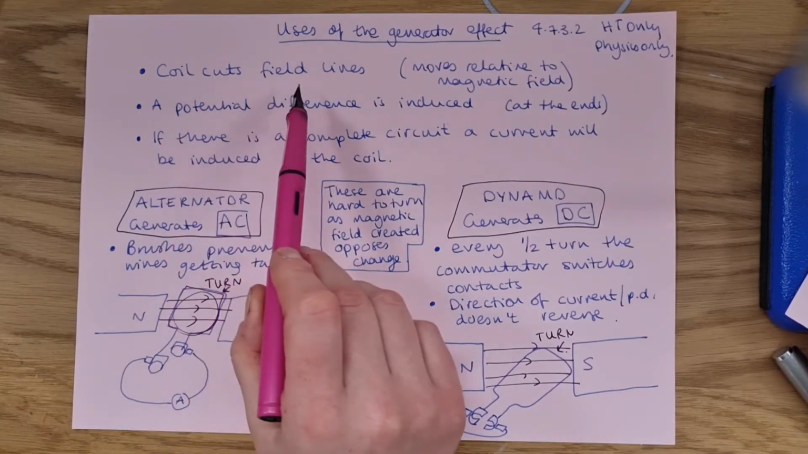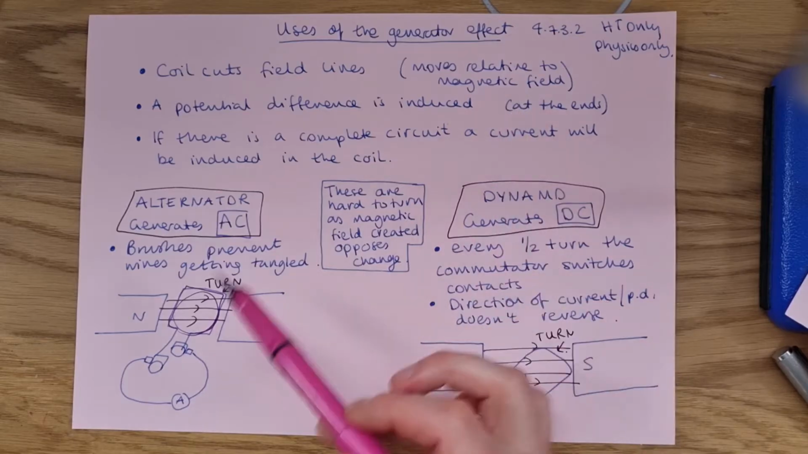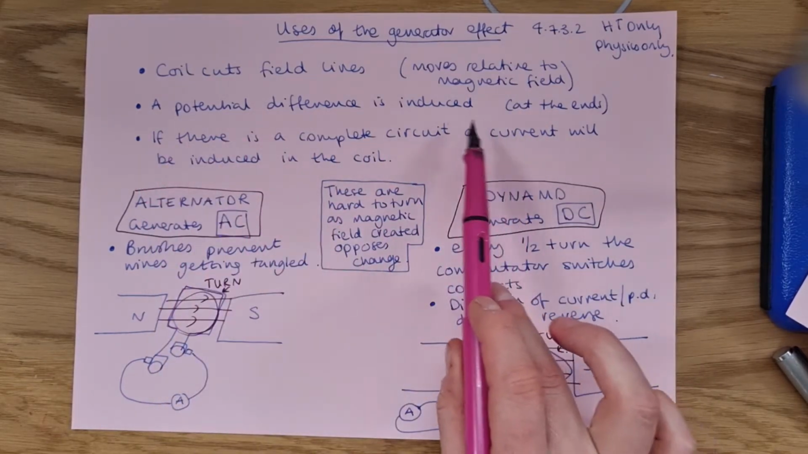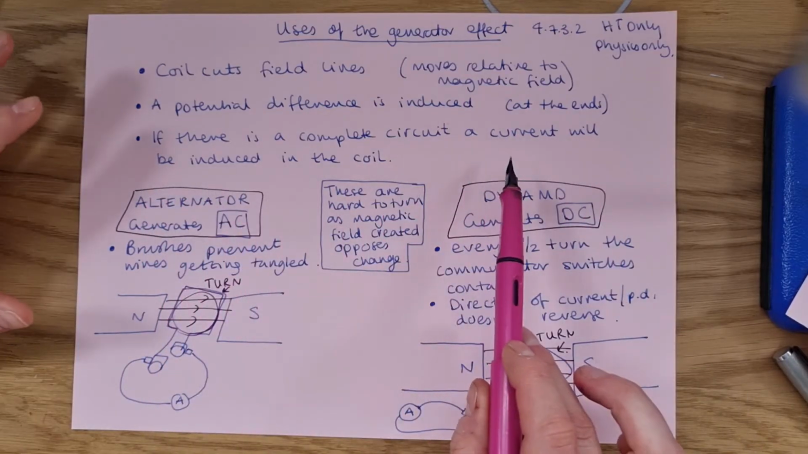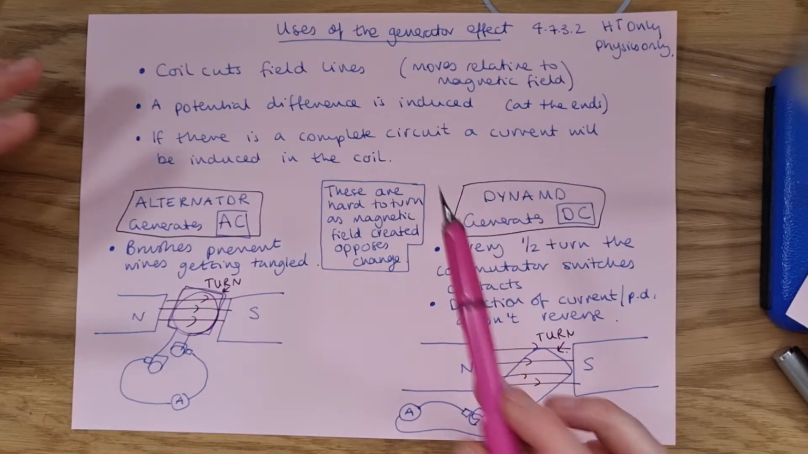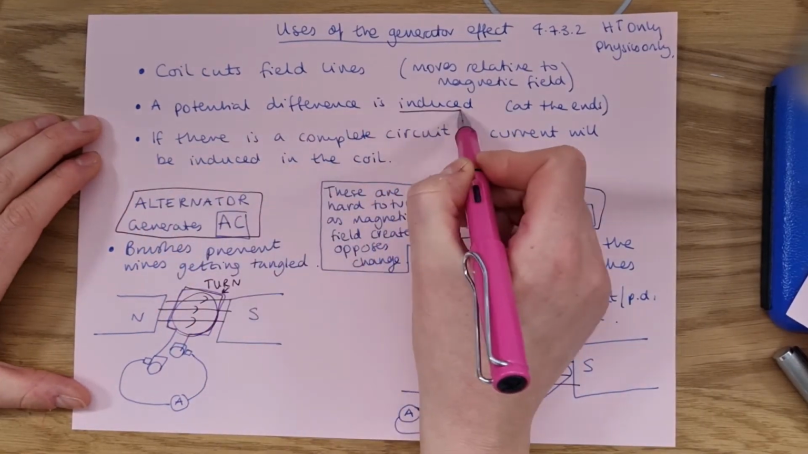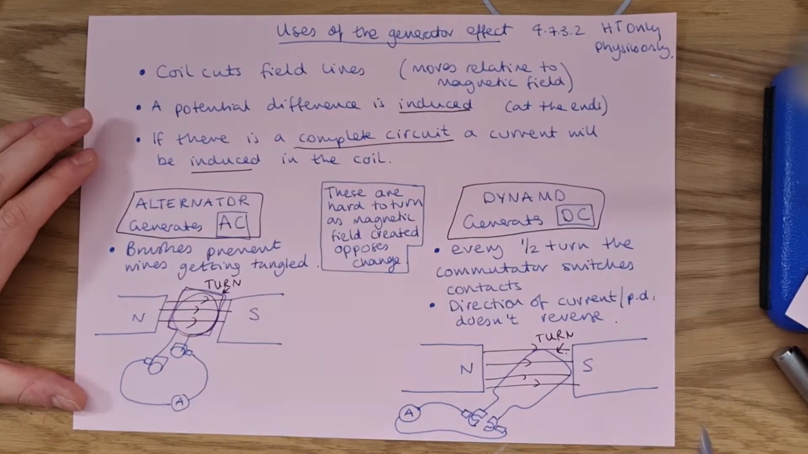So when the coil cuts through the field lines, because it's moving relative to the magnetic field, you could move the magnet, you could move the wire, it would do the same effect. A potential difference is induced at the ends of the wire. If there is a complete circuit, a current will be induced in the coil, and there is almost always a complete circuit. We're really careful to use the terms potential difference induced. Then if there is a complete circuit, a current will be induced.